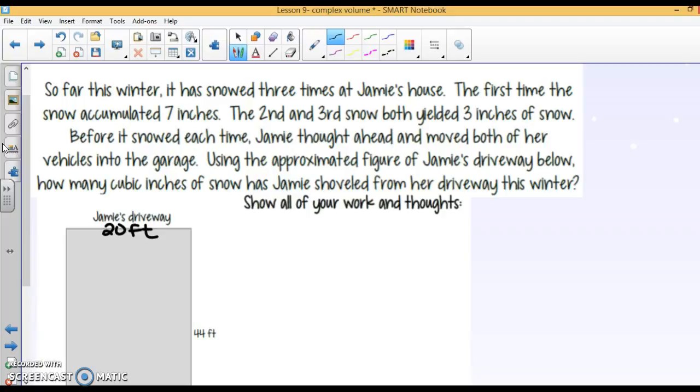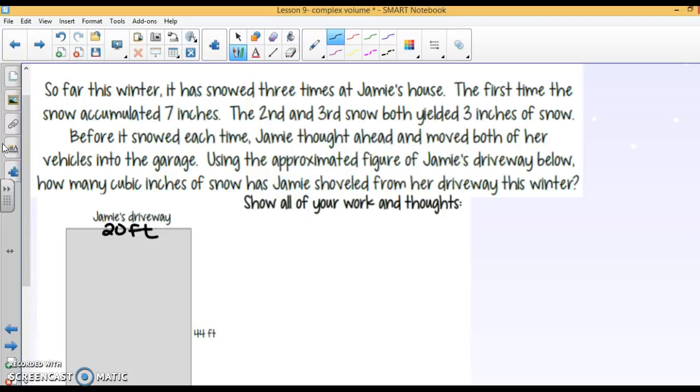Okay, so far this winter it has snowed 3 times at Jamie's house. First time the snow accumulated 7 inches. The second and third time, the snow yielded 3 inches of snow. Both yielded 3 inches of snow. Before it snowed each time, Jamie thought ahead and moved both of her vehicles into the garage. Using the approximated figure of Jamie's driveway below, how many cubic inches of snow has Jamie shoveled from her driveway this winter? Show all your work and explain your thoughts.